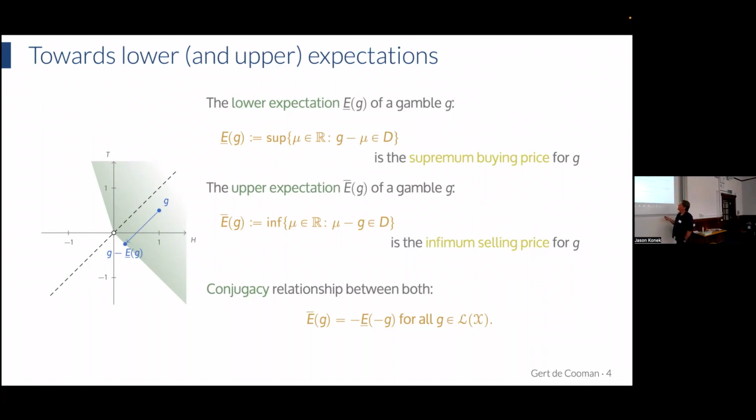Fine, and then the upper expectation is completely the dual thing. And it's easy to see. I'm not sure that I have to actually do the calculations to see that the upper expectation of G is minus the lower expectation of minus G. Do you want me to do the actual proof of that? It's fairly easy.